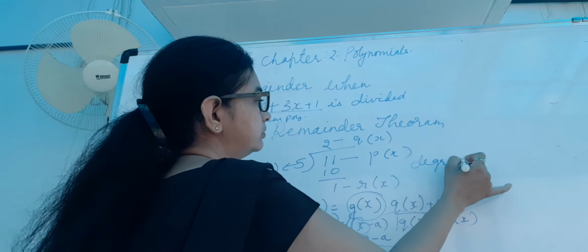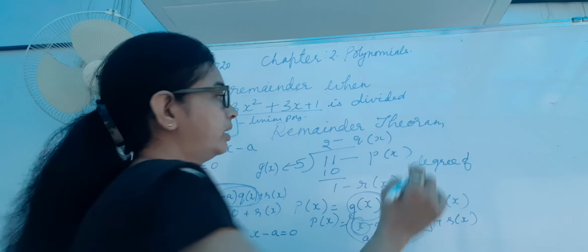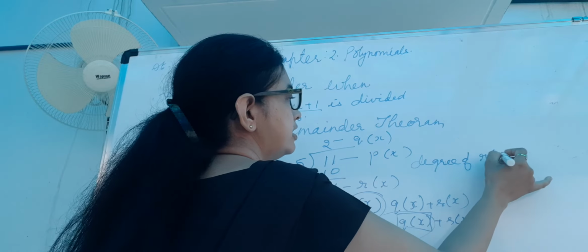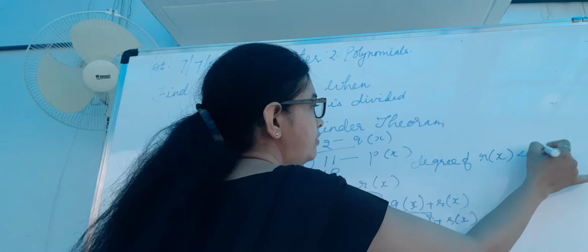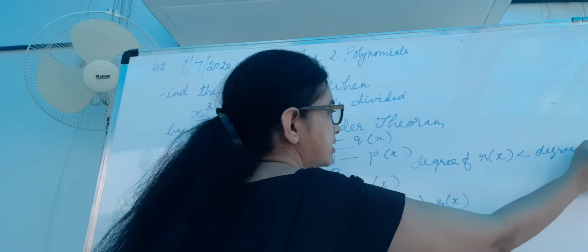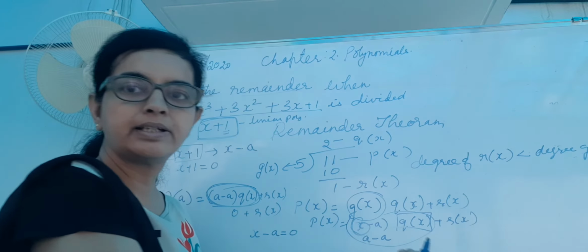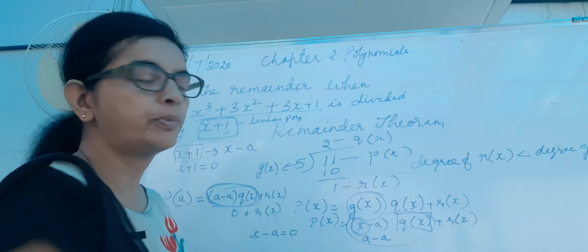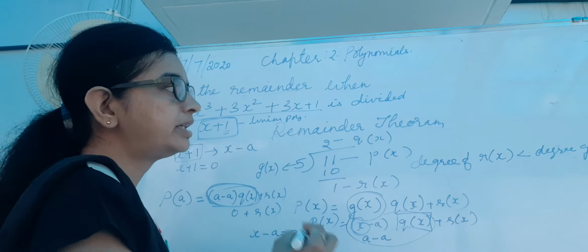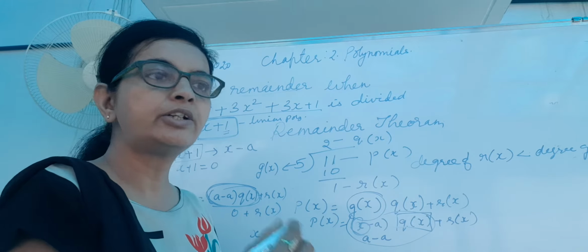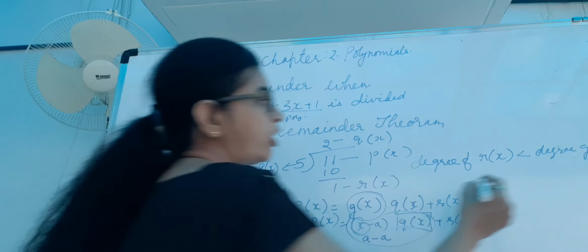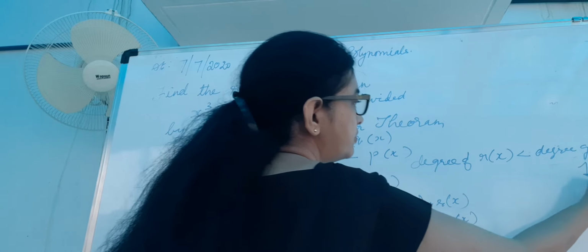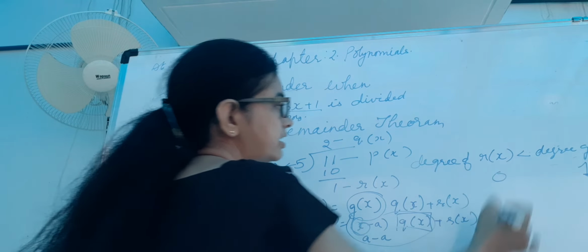r(x) is always less than the degree of g(x). So if g(x) is linear, here comes the main important part of the remainder theorem. This is the most important part: how can we get r(x), and that too as a constant term. Then always the degree of g(x) must be 1. Then the degree of r(x) will be 0.